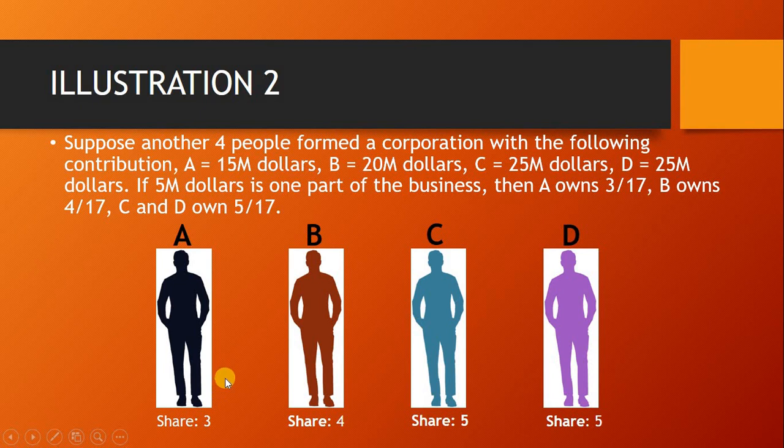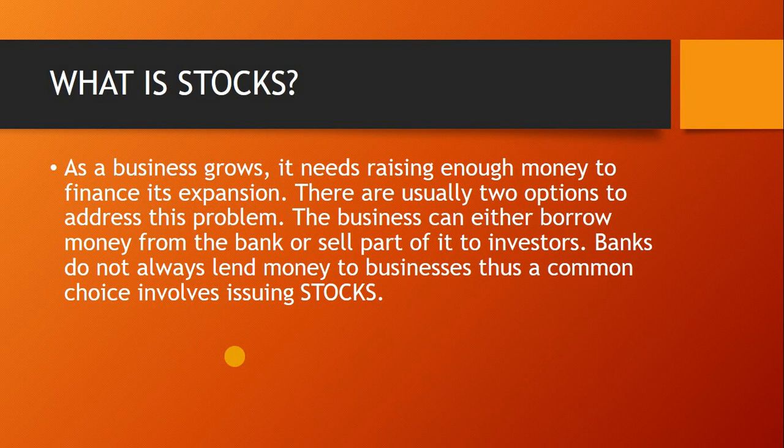As you can see, person A owns 3 shares, person B owns 4 shares, person C owns 5 shares, and person D owns 5 shares as well. A total of 17 shares, so that each ownership is equal to the number of shares divided by the total number of shares. As a business grows, it needs to raise enough money to finance its expansion.